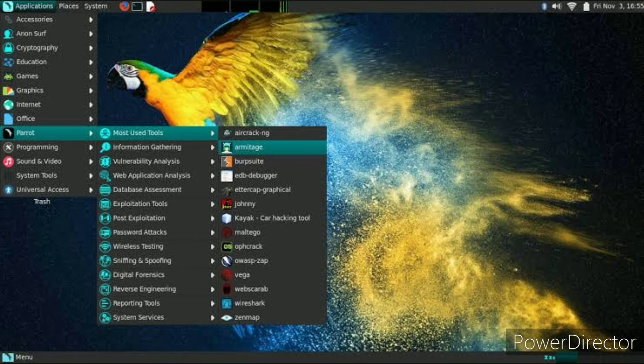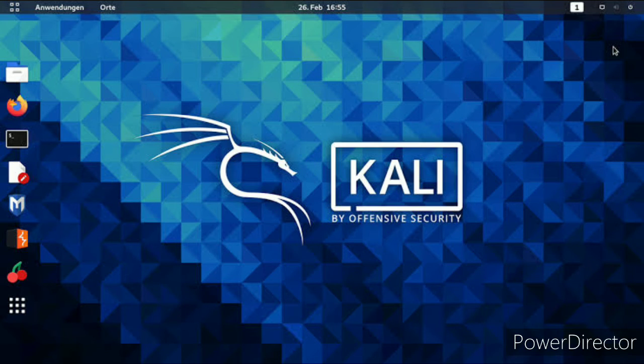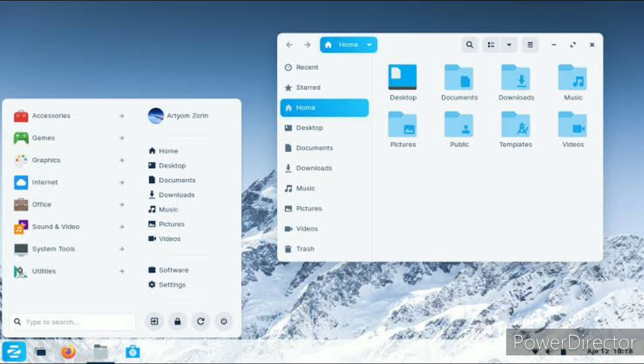Linux itself is not an OS, it is a kernel and the OS is built on it. Popular distributions include Kali Linux, ParrotOS, Manjaro, Ubuntu, Fedora, CentOS.